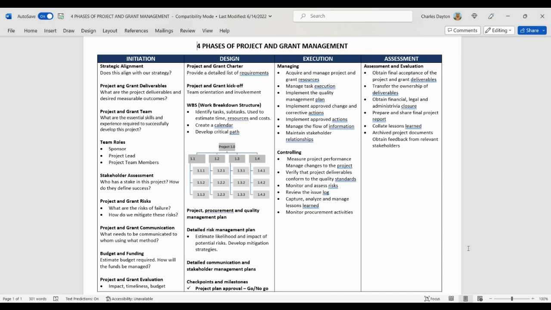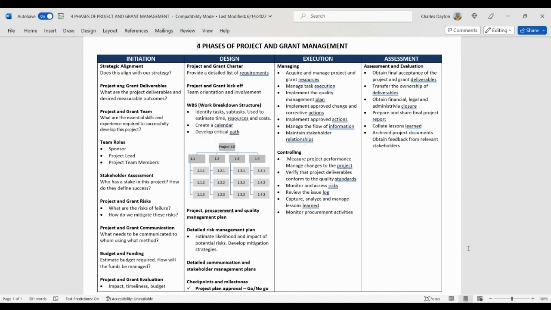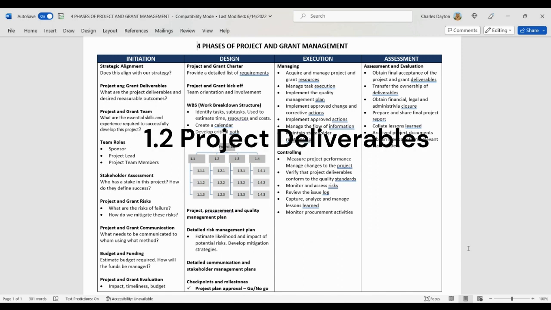So some of these questions include the strategic alignment. How does this align with the strategy of our department, of the broader organization? And then being very clear about what are the deliverables of this project. What is it supposed to achieve for the organization?